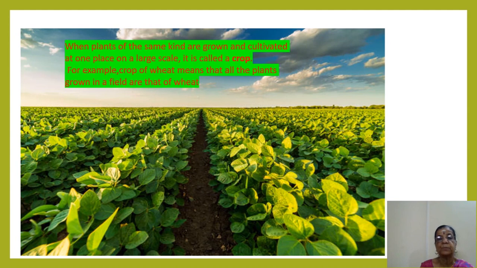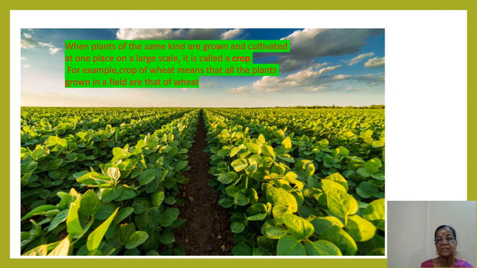Definition for crop. I repeat, when plants of the same kind are grown and cultivated at one place on a large scale, it is called a crop. Example, crop of wheat means that all plants grown in a field are that of wheat. What you are observing, all of that is a crop.